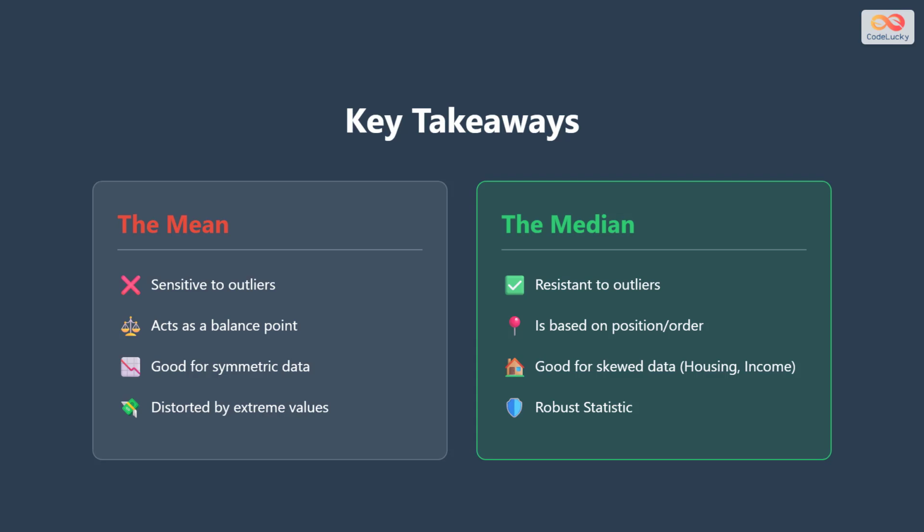To summarize, remember that the mean is sensitive to outliers. It acts like a balance point and can be distorted by extreme values. The median, however, is resistant to outliers. It is based on position and is a robust statistic. So, whenever you see data that is skewed or has extreme values, the median is usually your best friend.